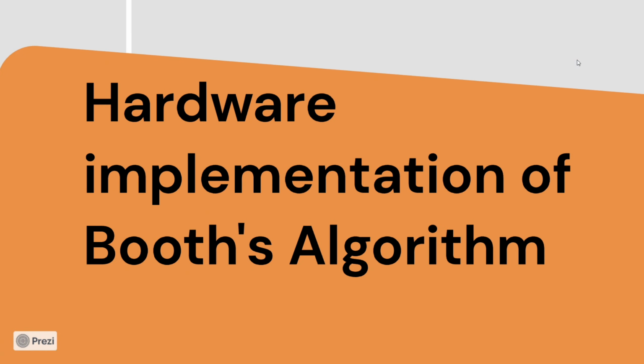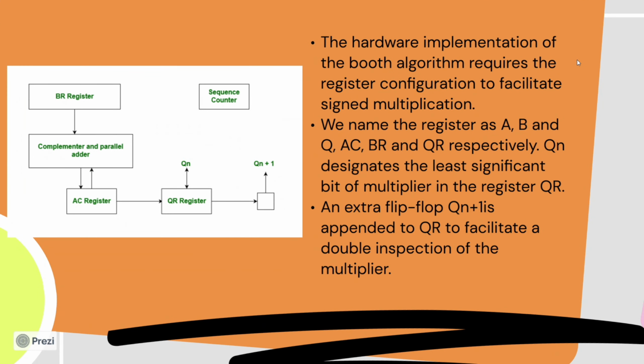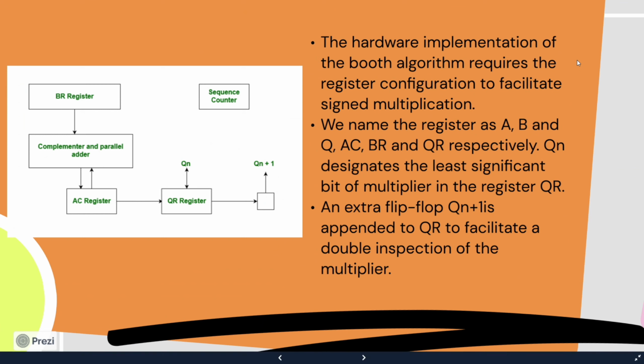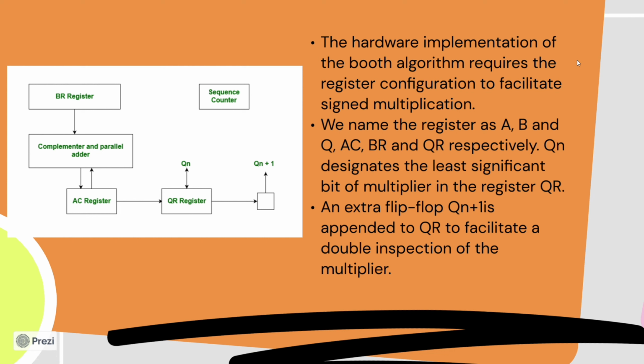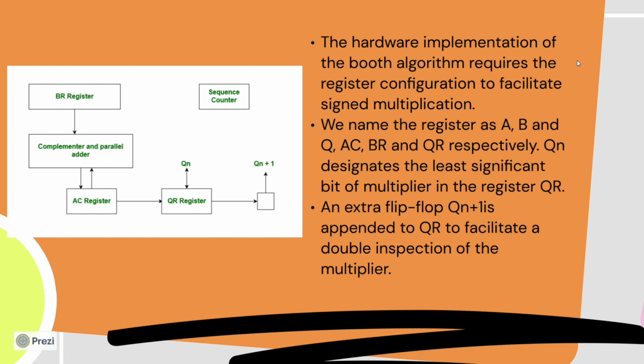So here is the hardware implementation of the Booth's algorithm. So here is the diagram and the flowchart of how it is done. The hardware implementation of the Booth's algorithm requires the register configuration of the signed multiplication. We name the registers A, B and Q as AC, BR and QR respectively. Q1 designates the least significant bit of the multiplier in the register QR. An extra flip-flop Qn-1 is appended to QR to facilitate a double inspection of the multiplier.